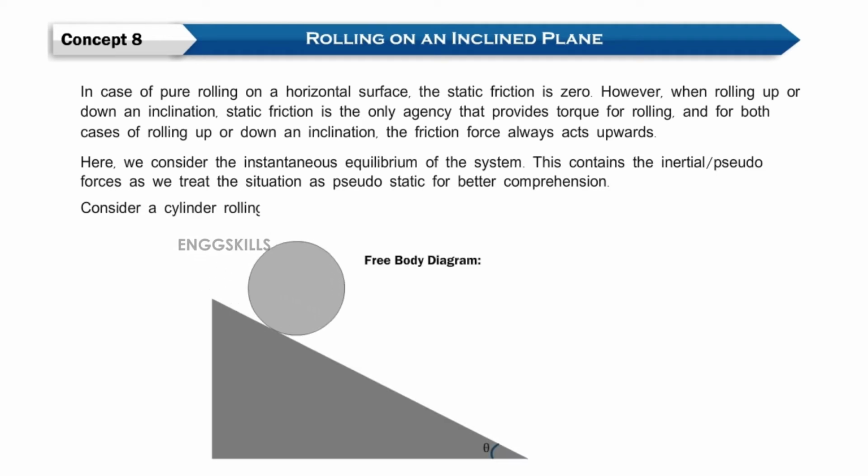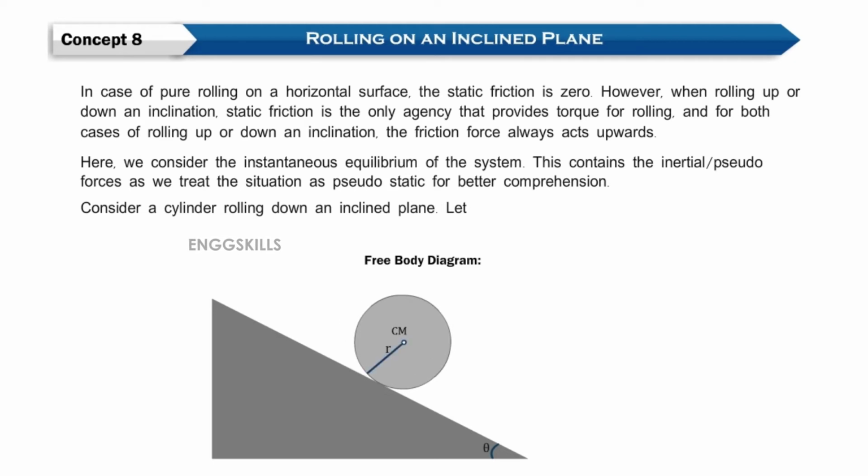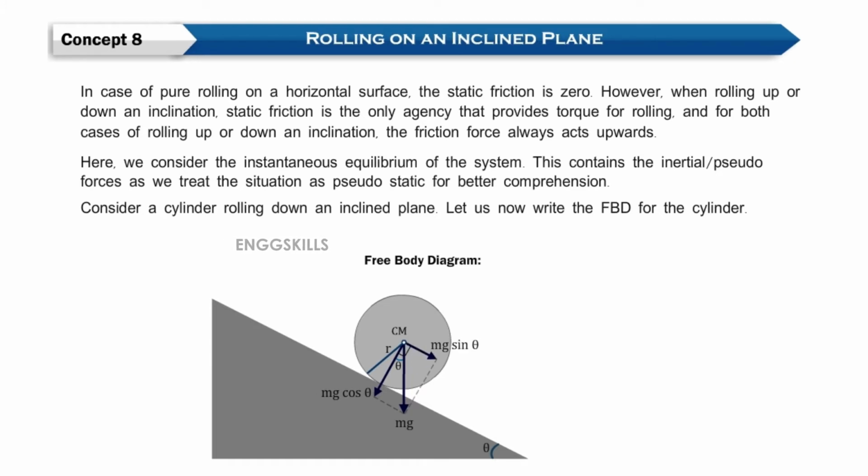Consider a cylinder rolling down an inclined plane. Let us now write the free body diagram for the cylinder. The weight of the cylinder acts vertically downwards, which is resolved perpendicular to the inclined plane as mg cos theta and parallel to it as mg sin theta.